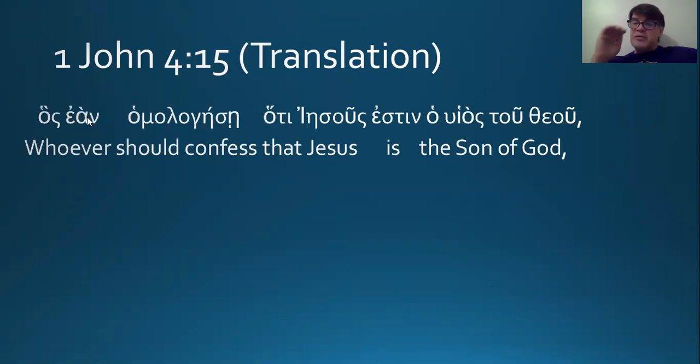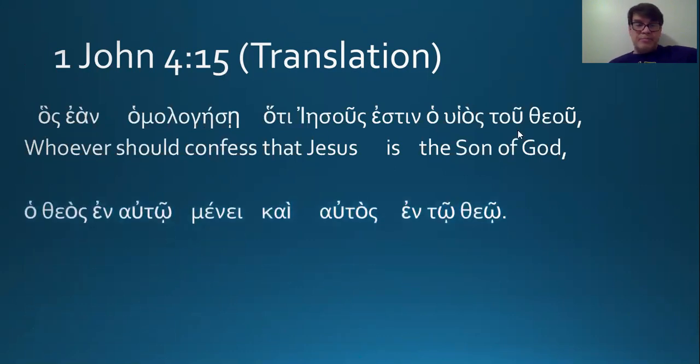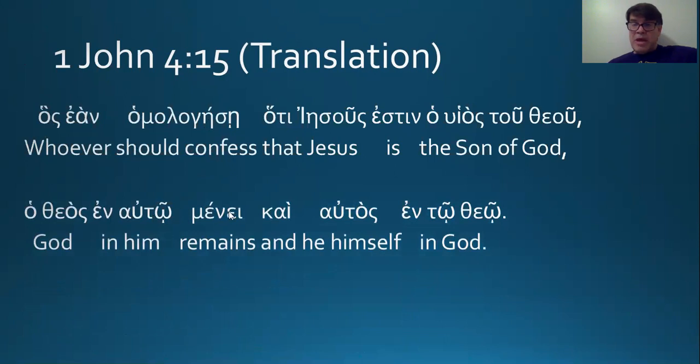Because of the ean, subjunctive is coming. And indeed, this is a subjunctive. I'm getting ahead of myself. That's all the next slide. But whoever should confess that Jesus is the Son of God, God in him remains, and he himself remains in God. The remains is implied. That way we save space, right? Makes less use of the papyrus. When autos is in the nominative case, it intensifies the subject, and the subject is God, or the he of mene. So he himself remains in God.